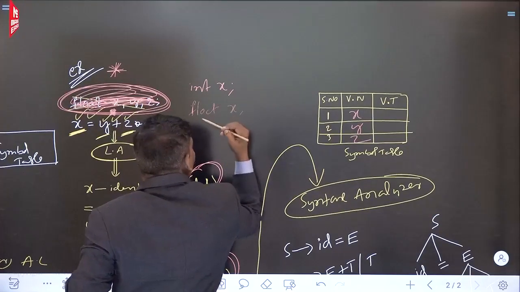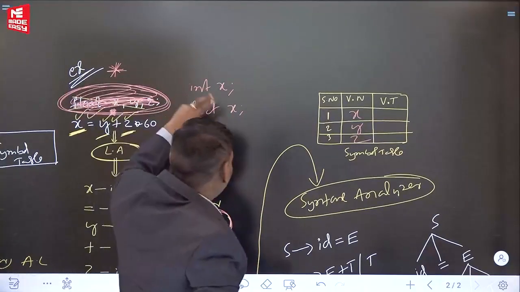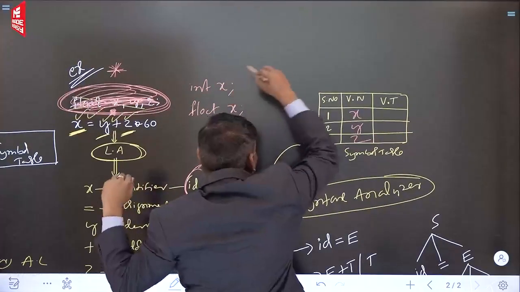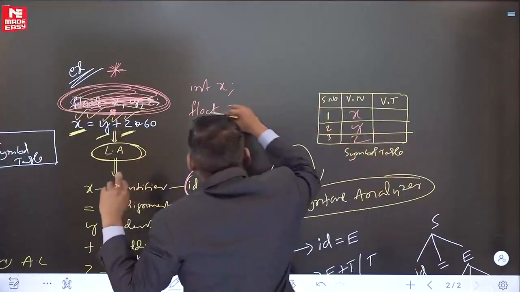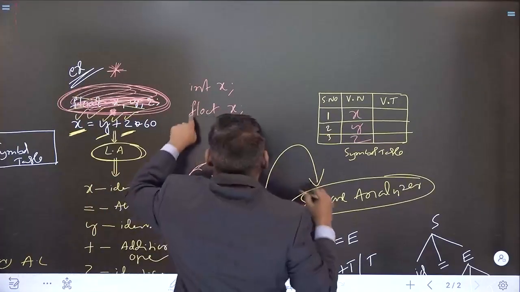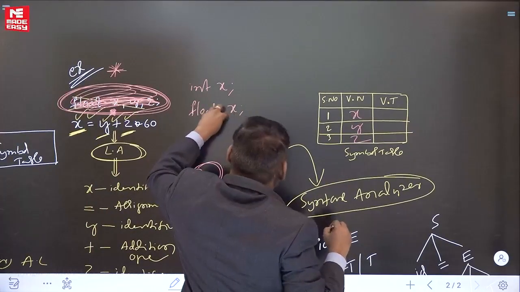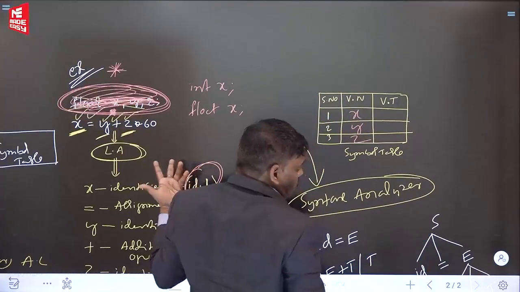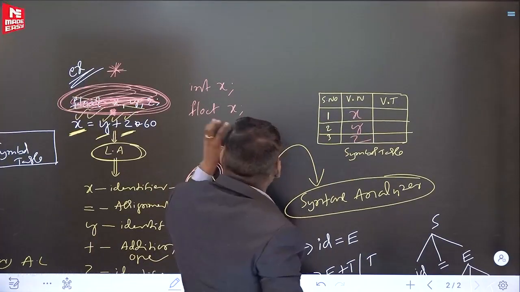Float x. Two times I declared the same variable. What is the answer? First time declaration came, semantic analyzer will come, he will store. Second time also came. Semantic analyzer will come, and while storing x, he will check. Already there, so multiple declaration came. Multiple declarations.